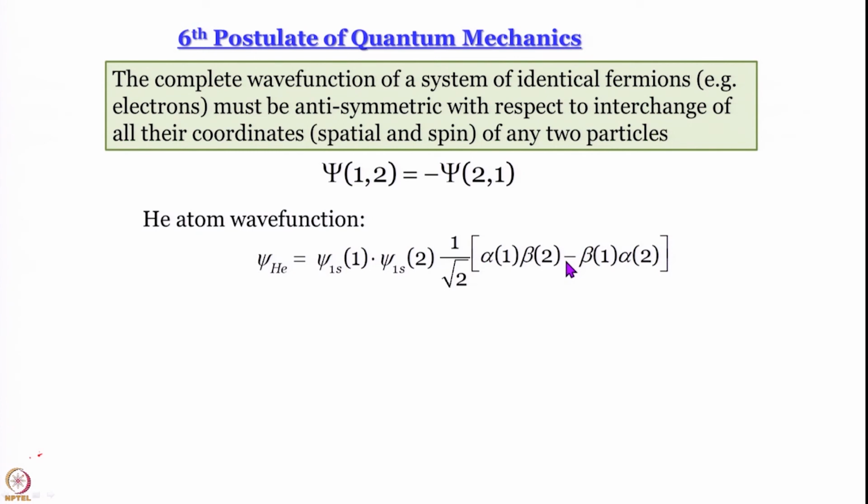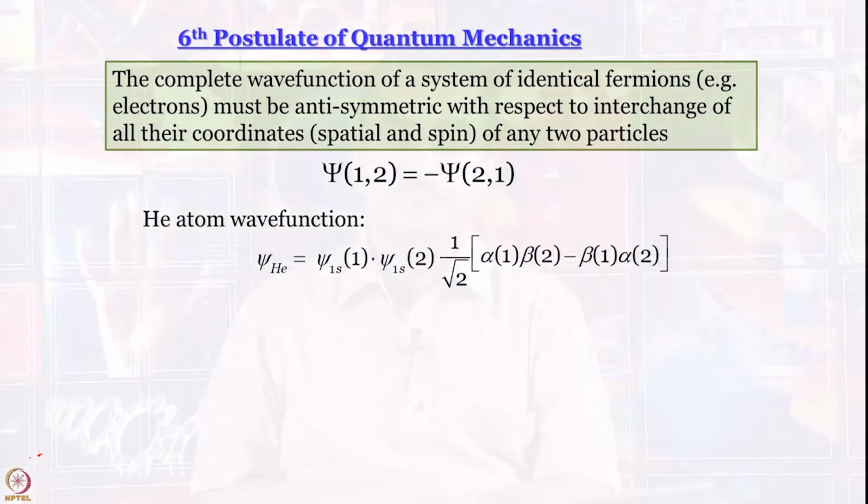All other spin wave functions are not compatible with psi 1s1 multiplied by psi 1s2, because we need an antisymmetric total wave function. Alright. Shall we go ahead? Let us.